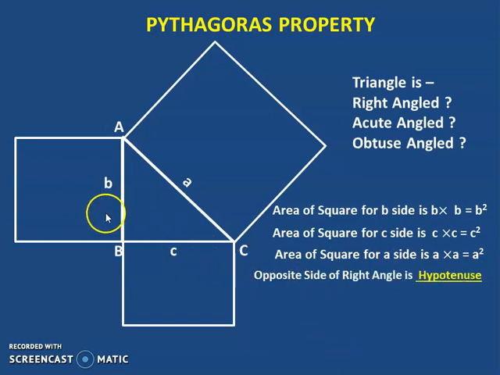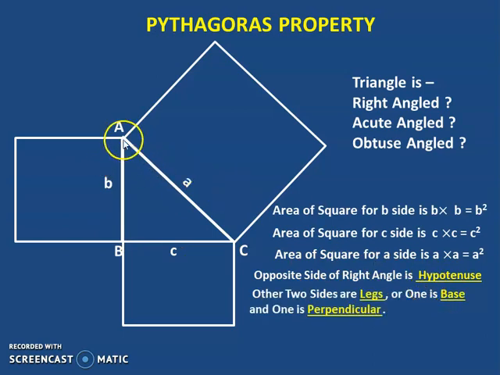Now let us find the names. This is the perpendicular and this is the base for this altitude. The opposite side of the right angle is called the hypotenuse. This is the longest side of the right angle triangle. The other two sides are called legs of this right angle triangle. This one is the perpendicular and this one is the base.